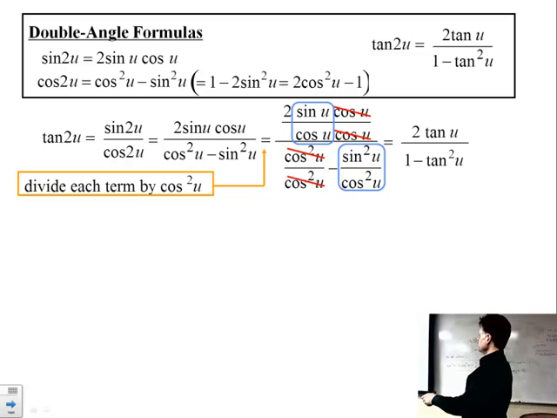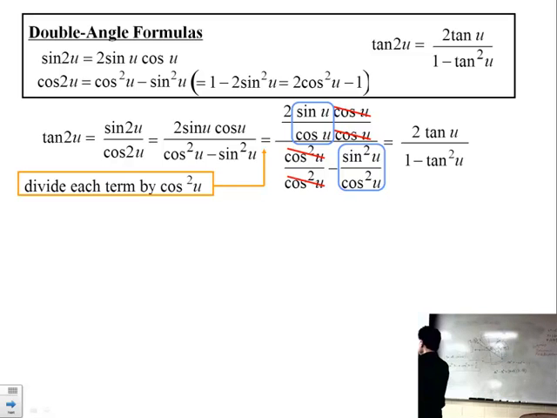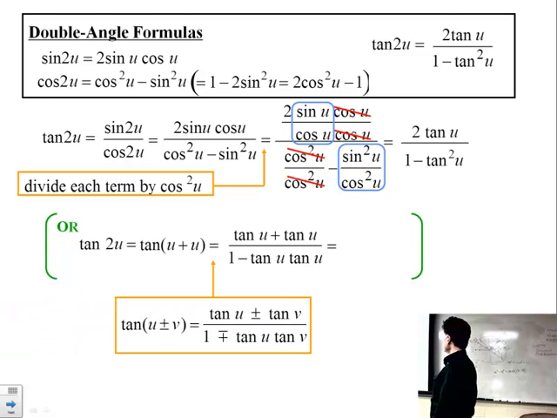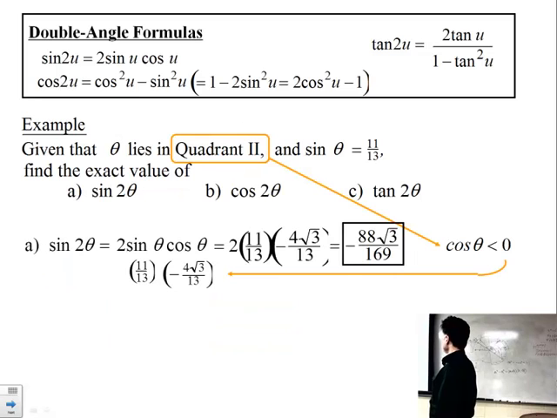And we didn't actually have to do any of that, so we can ignore all that, because we already had the formula for tan of u plus u. So we actually used the green right away. Alright, let's do an example.